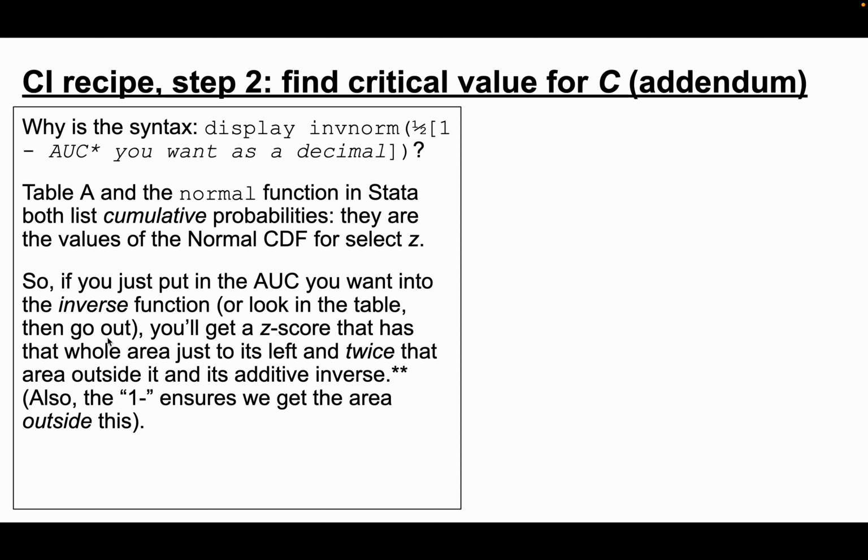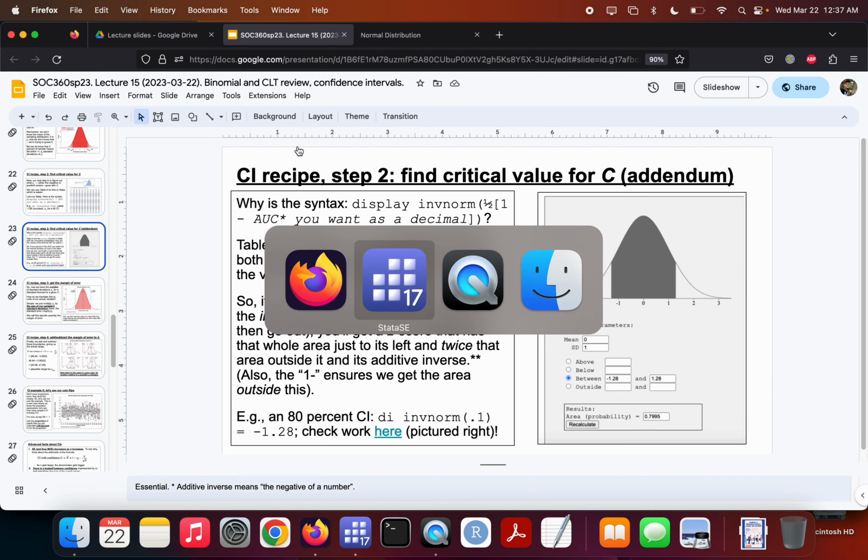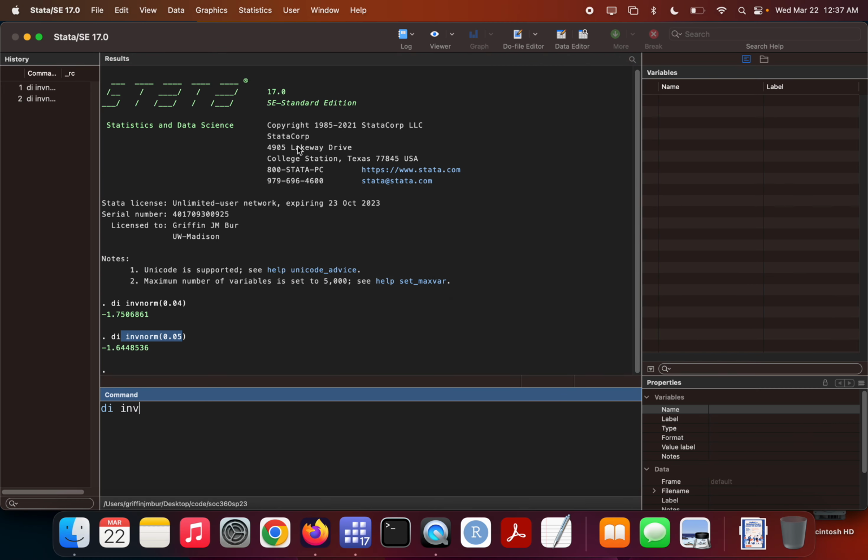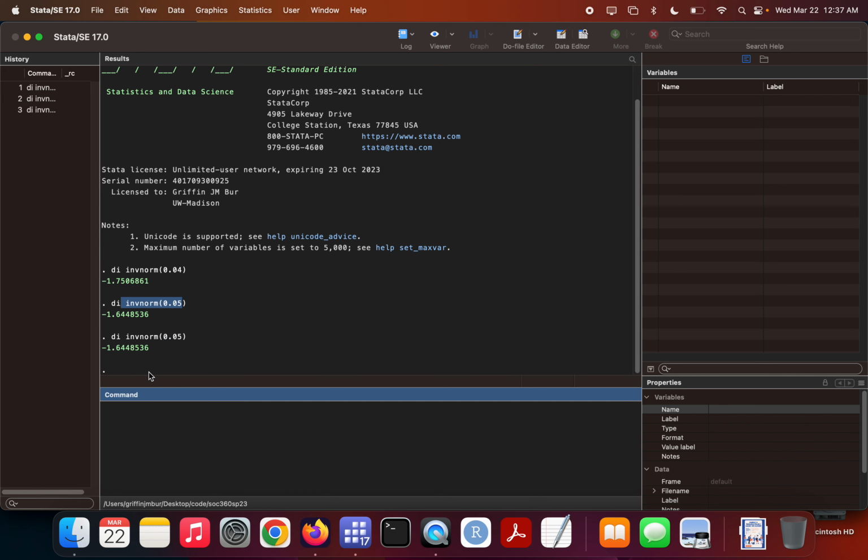Also, you might wonder why we do the 1 minus in the first place. It ensures that we get the area outside of basically this. If we just put in 95% here, we would get a z-score that's got 95% of the area under the curve to the left of it, which is not what we want. So we subtract: 1 minus 95% is 0.05. But then again, if we think about what happens if we do 0.05, we could just say display invnorm 0.05. I just realized that I already have this up.